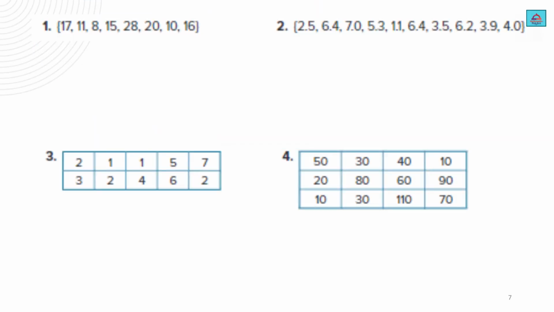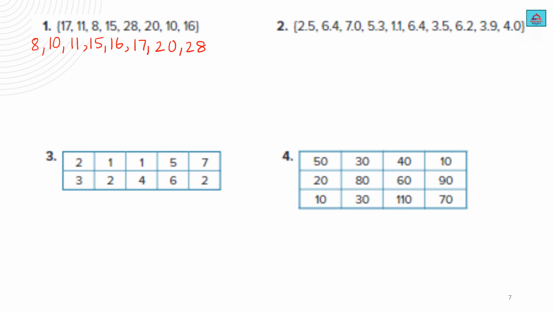So when I find the mean, before I do anything, I have to first arrange the numbers in ascending order. So let's find 8, next is 10, next is 11, 15, 16, 17, 20, 28.